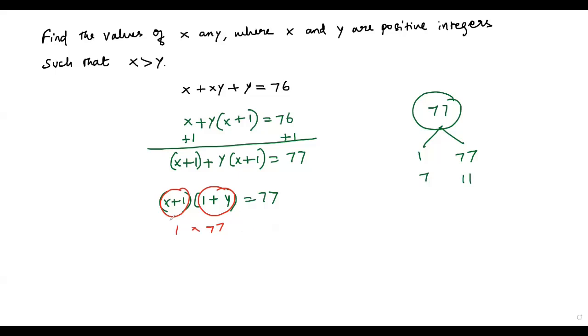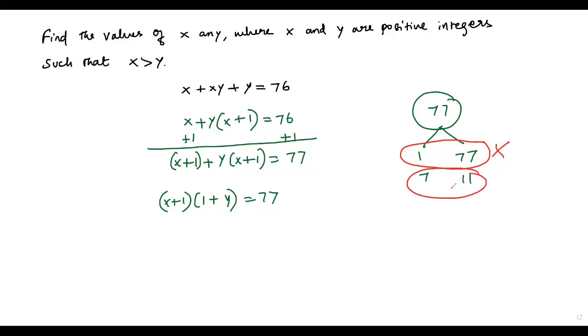If I take x + 1 equals 1, the value of x + 1 is 1 and the value of 1 + y is 77. If x + 1 equals 1, what value do we get for x? I get x equal to 0, but it cannot be accepted because according to the question, both x and y are positive integers. So we can avoid the first pair of factors we got for 77.